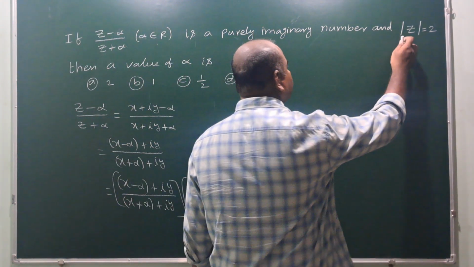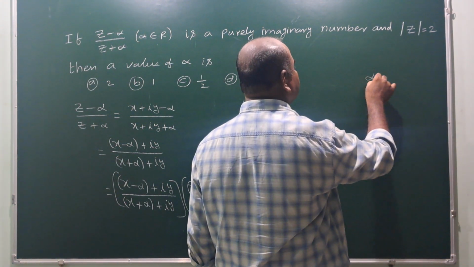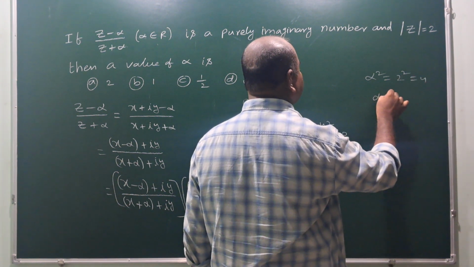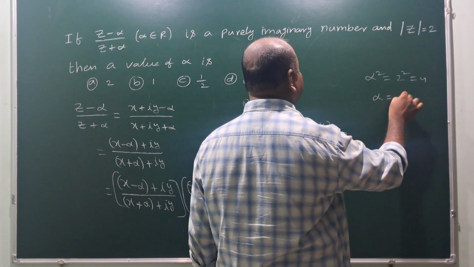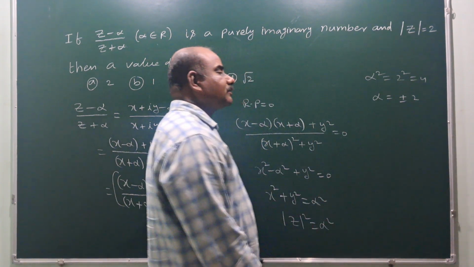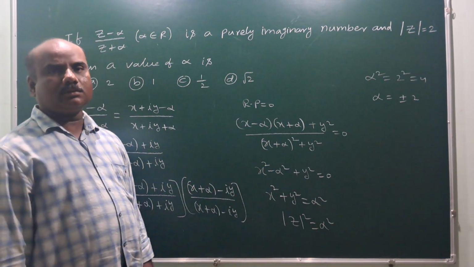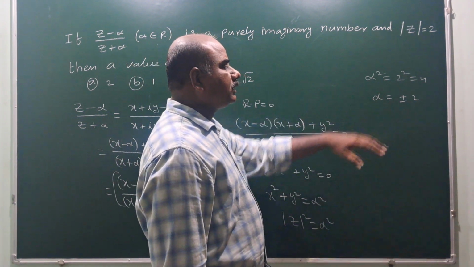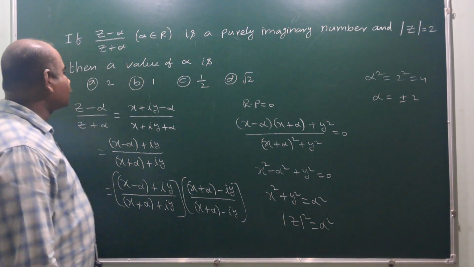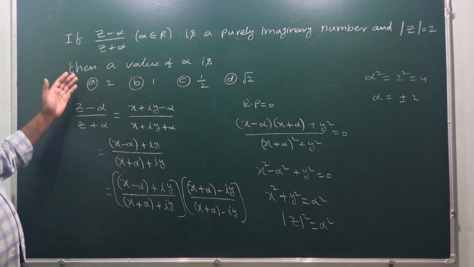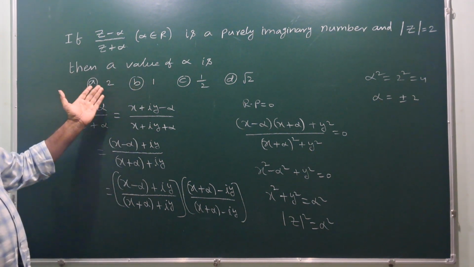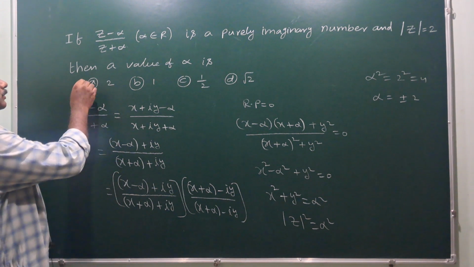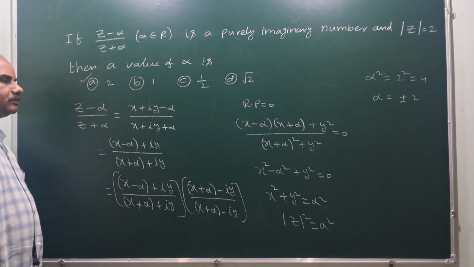So here, given mod z is equal to 2, therefore alpha square is equal to 2 square, which is equal to 4. Alpha square is equal to 4, so alpha is equal to plus or minus 2. That means we have two possibilities for alpha: plus 2, minus 2. Here, a value of alpha: in option A, 2 is there. Okay, there is no minus 2 here. Therefore we take option A as the right answer. Thank you.